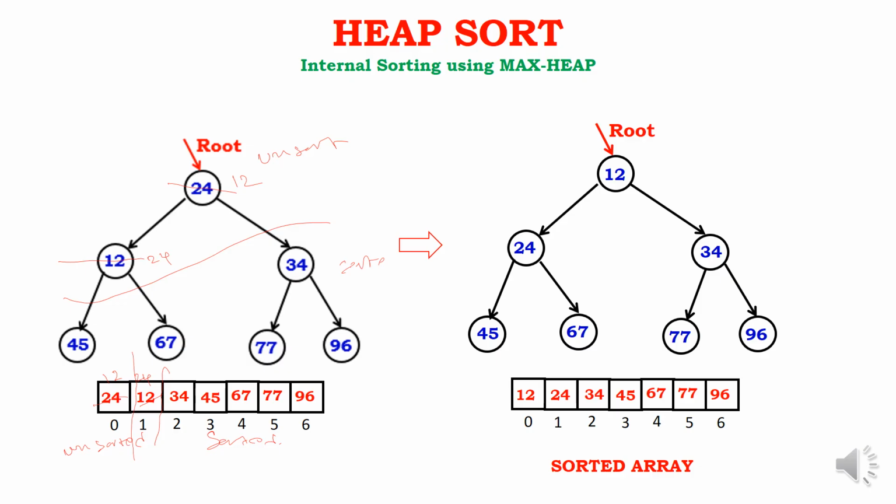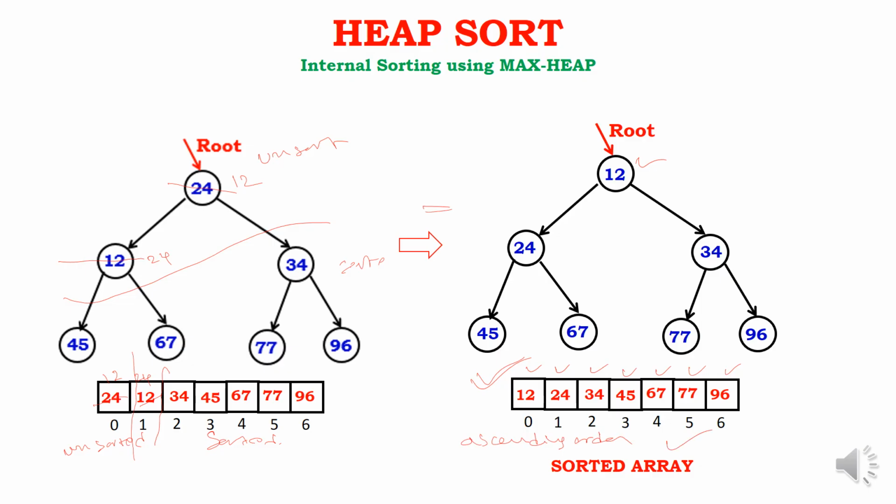Now see the final one. So 12 is its root, remaining elements are 24, 34, etc. See the sorted array: 12, 24, 34, 45, 67, 77, 96. So they are in ascending order.